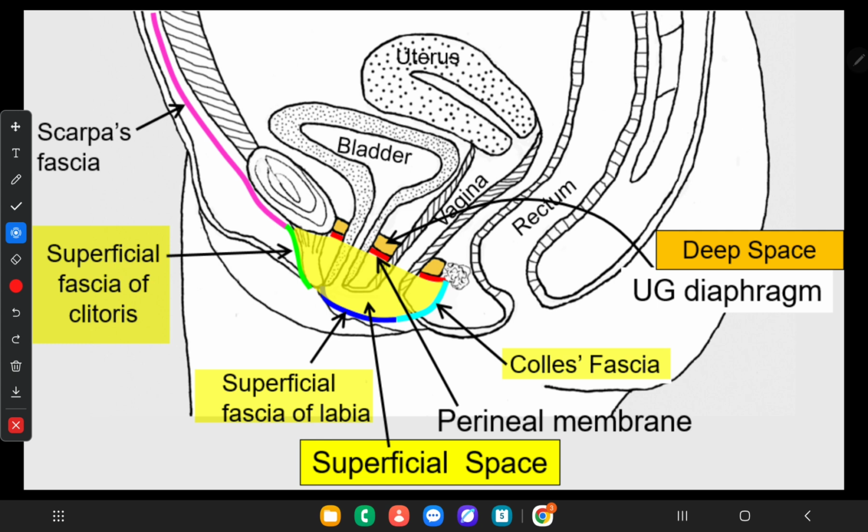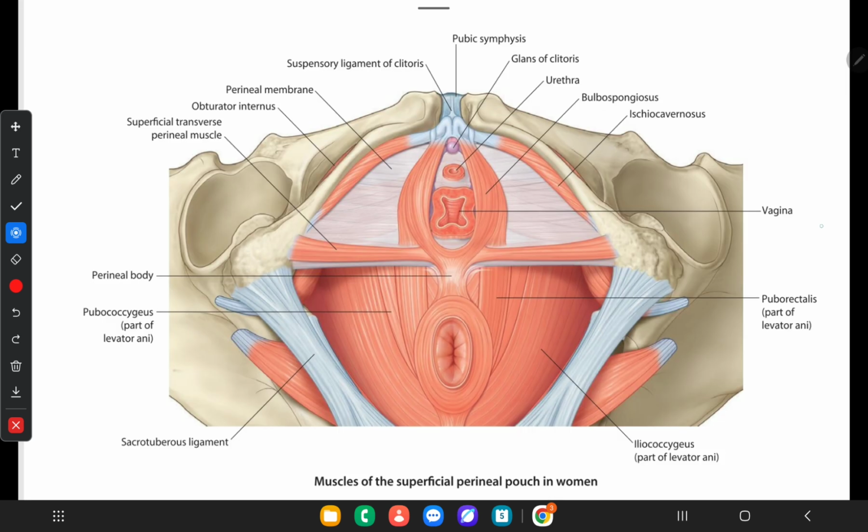I think now you have some idea how these perineal pouches are situated in our body, as well as what the structures are which cover those perineal pouches, or the boundaries of those perineal pouches. Let's see what the contents of those pouches are.